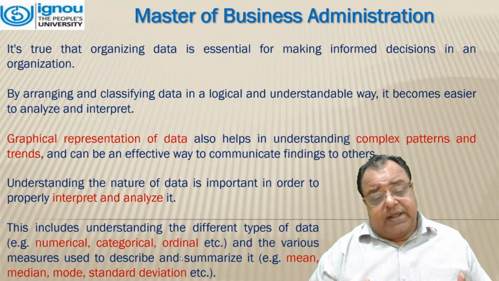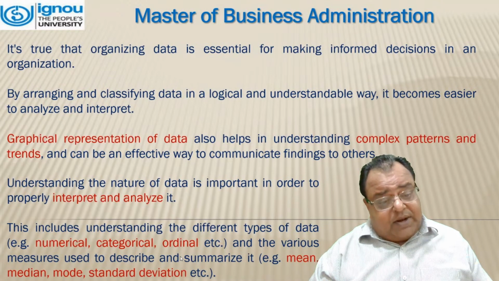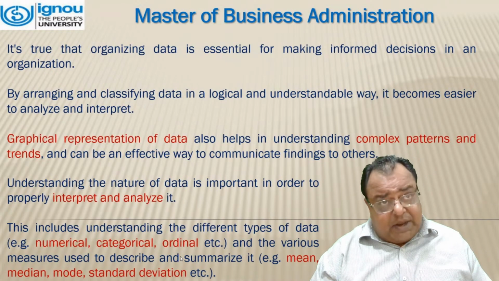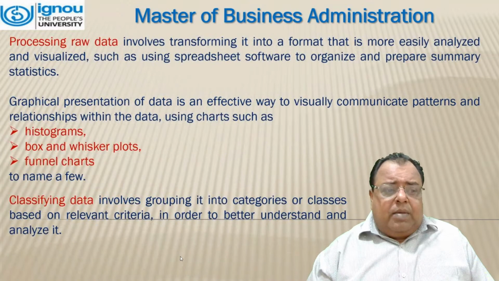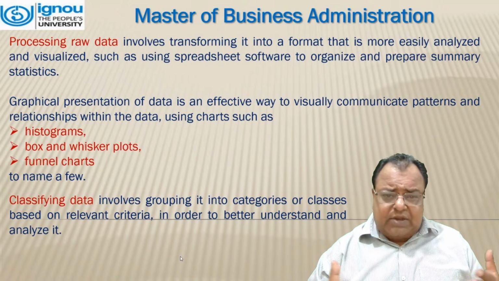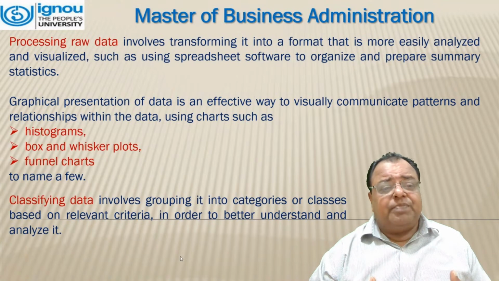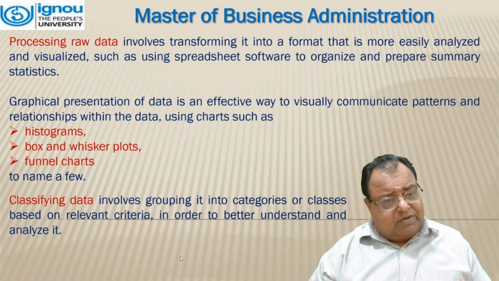This includes understanding the different types of data. The data can be numerical, categorical, ordinal, etc., and the various measures used to describe and summarize it, such as mean, median, mode, standard deviation, etc. Processing raw data involves transforming it into a format that is more easily analyzed and visualized, such as using spreadsheet software to organize and prepare summary statistics that is available in Excel software.